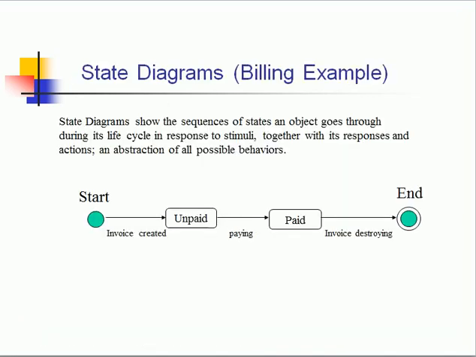Next, coming to state diagrams. There is an example for a state diagram, a building example. The state diagram shows the sequences of states an object goes through during its life cycle in response to stimuli, together with its responses and actions, an abstraction of all possible behaviors.